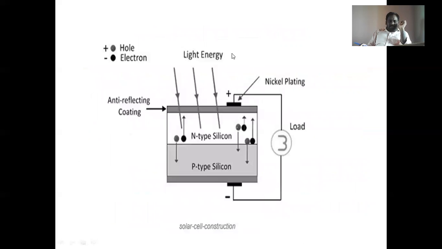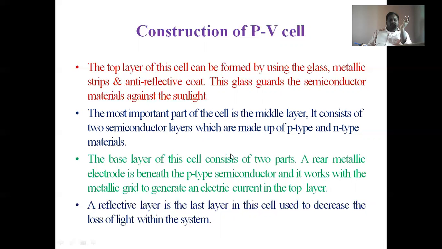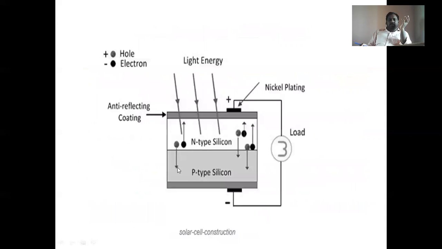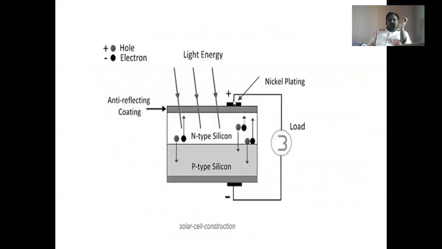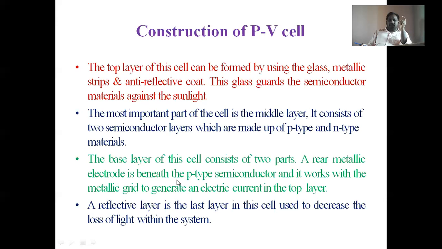See here, this is the construction of the PV cell. N-type silicon, P-type silicon. These are the two electrodes. That's what we were discussing, the third layer, the base layer. So one is the electrode for the top layer and one is for the semiconductor. And this is the anti-reflective coating, the top layer. This electrode is fixed to the anti-reflective coating. That is what we are discussing.